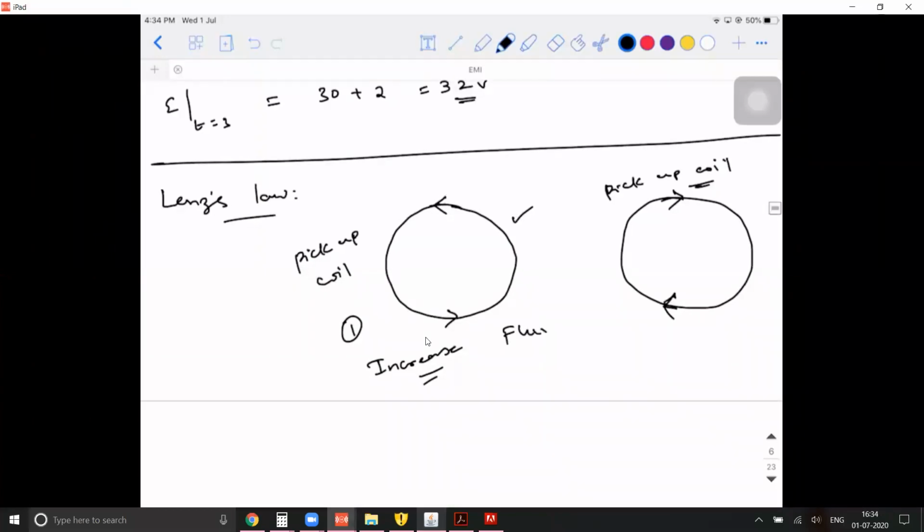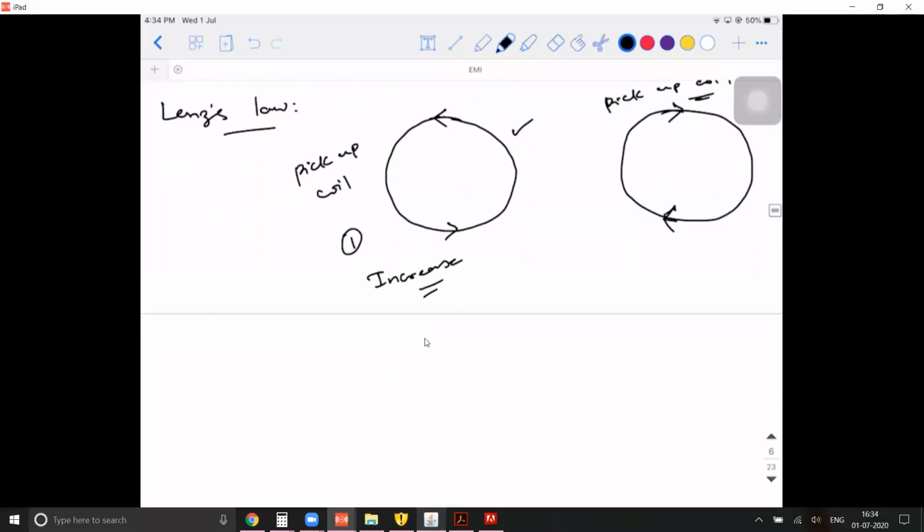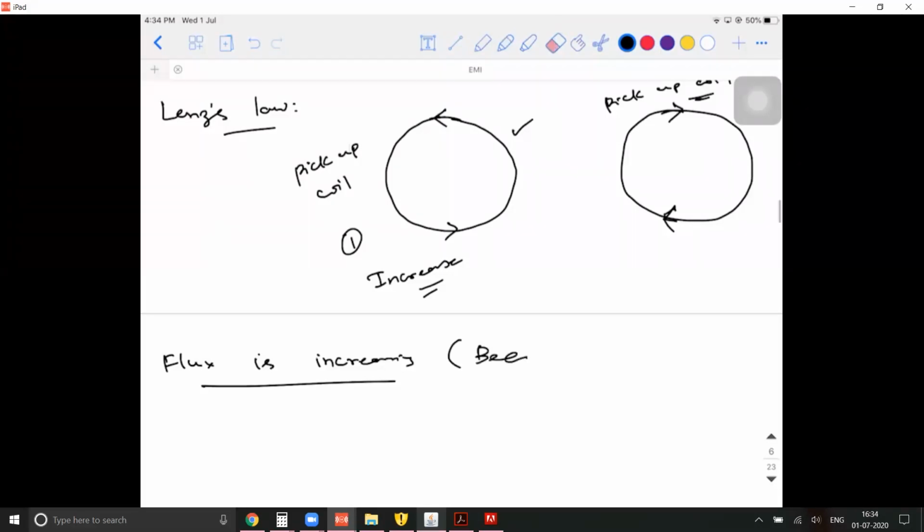I'm going to frame all the observations which you people told me. So when flux is increasing, what are the two ways to increase the flux? You can either take the north pole towards the coil or you can take the south pole towards the coil. Whichever pole you are moving towards the coil, the flux is going to increase. In this case, flux was increasing due to what? Because which pole was moved according to the activity you did? North pole.